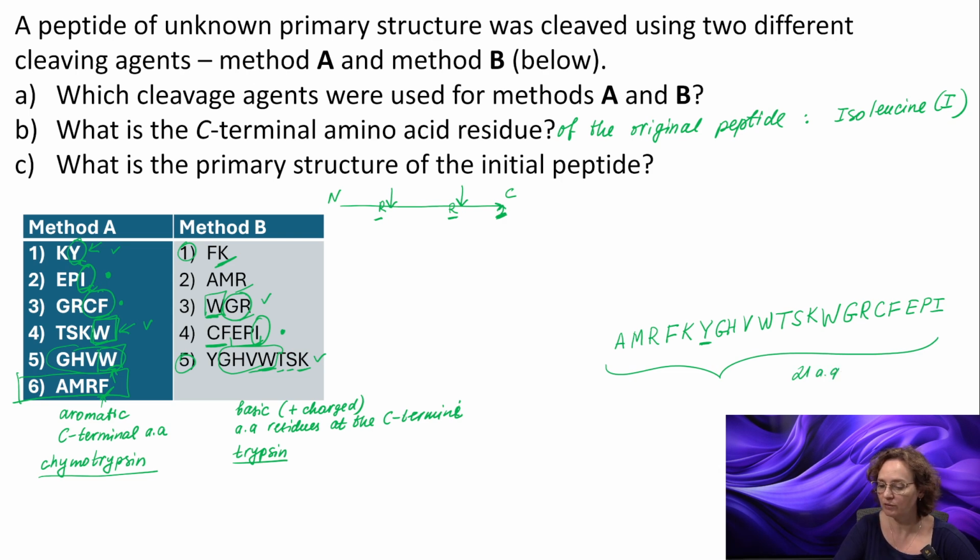And let me just count it. 10, 11, 12, 13, 14, 15, 16, 17, 18, 19, 20, 21. So I accounted for every single amino acid residue. So that's my primary structure of the peptide that I analyzed.